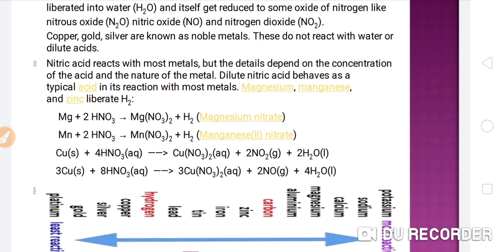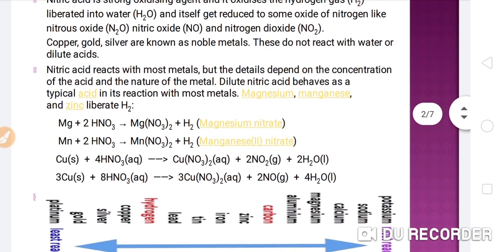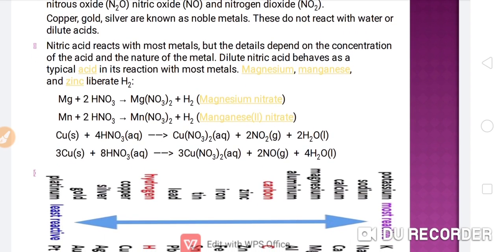Now the next reaction, if you look at copper. In the above statement, we have seen that three kinds of products are possible when nitric acid reacts with a metal, that is nitrous oxide, nitric oxide, and nitrogen dioxide. So what is the condition at which nitrogen dioxide, nitrous oxide, or nitric oxide is produced as a byproduct? It is totally dependent on the concentration of nitric acid.